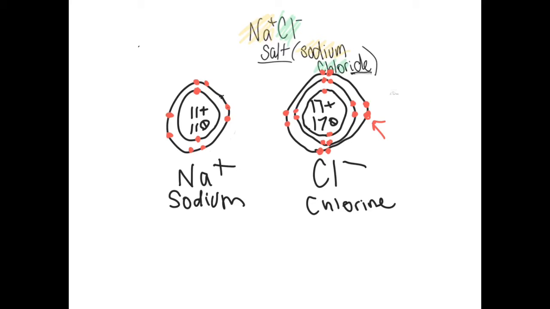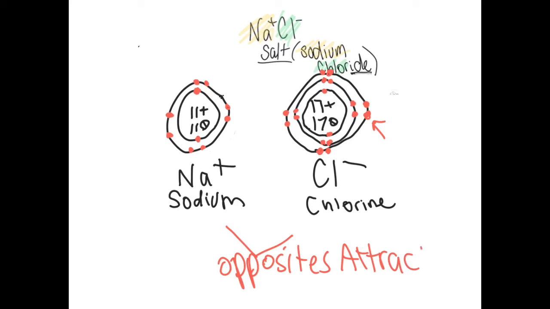Now, this is the beginnings of how we get our ionic bond. If you guys know where I'm headed with this, what happens if you are talking about circuits? What happens if you're talking about magnets? Opposites attract. Yay. So, when opposites attract, positive here, negative here, we get salt, which is our sodium chloride.